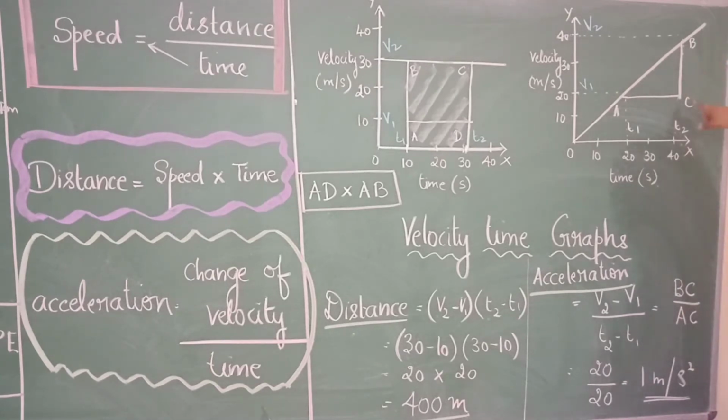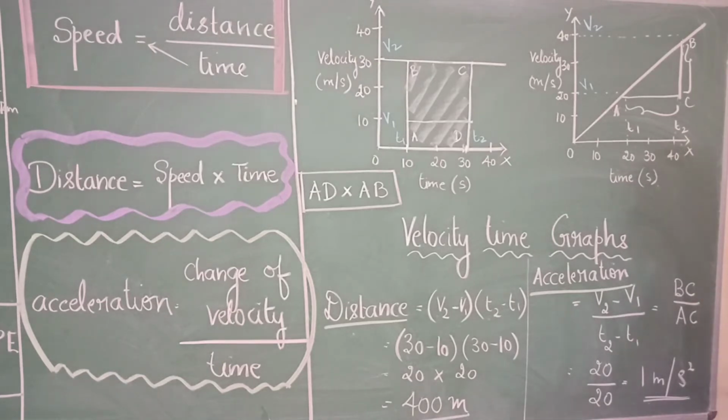As I told you earlier, when we are calculating the acceleration, it is actually the slope we are calculating. v2 minus v1 is nothing but BC, one of the sides of this right angle triangle, and t2 minus t1 is nothing but AC. So when we are calculating acceleration, we are actually finding the slope of this graph, which is BC by AC.